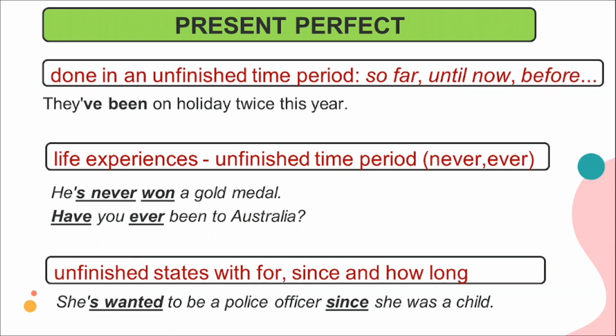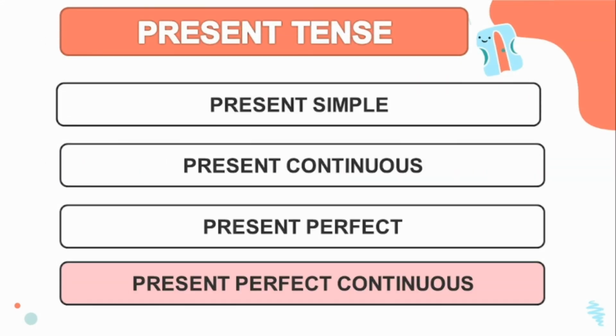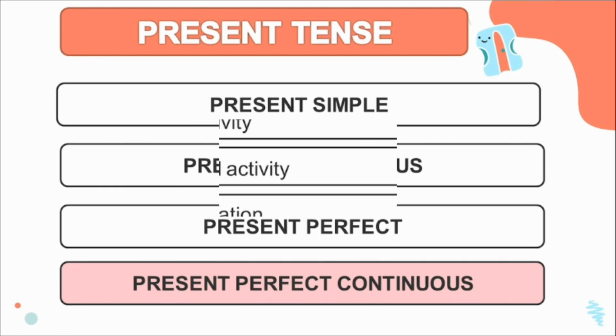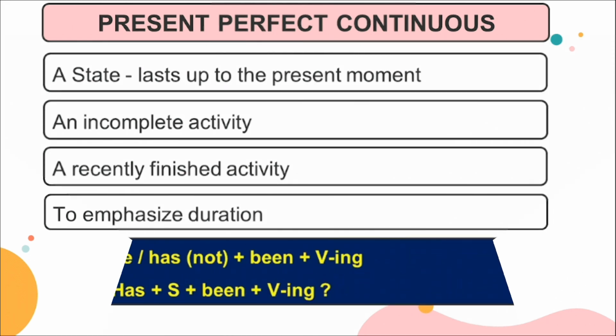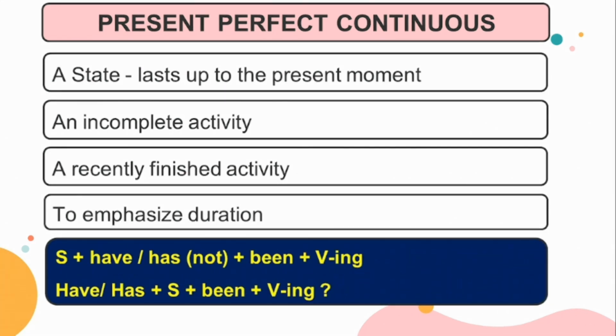Now the last one, present perfect continuous. Present perfect continuous shows a state lasting up to the present moment, or describes an incomplete activity and a recently finished activity. Especially, present perfect continuous emphasizes duration. The structure is have or has, with not after have or has, then been and the verb with -ing. For question form, have or has, subject, been, and verb with -ing.